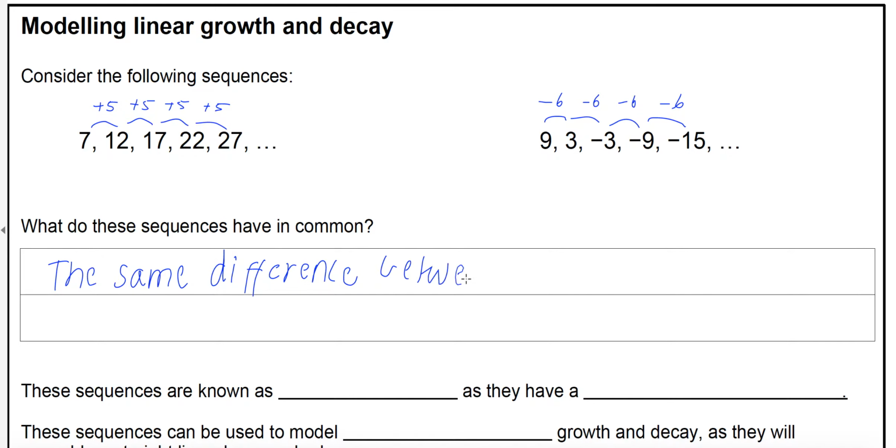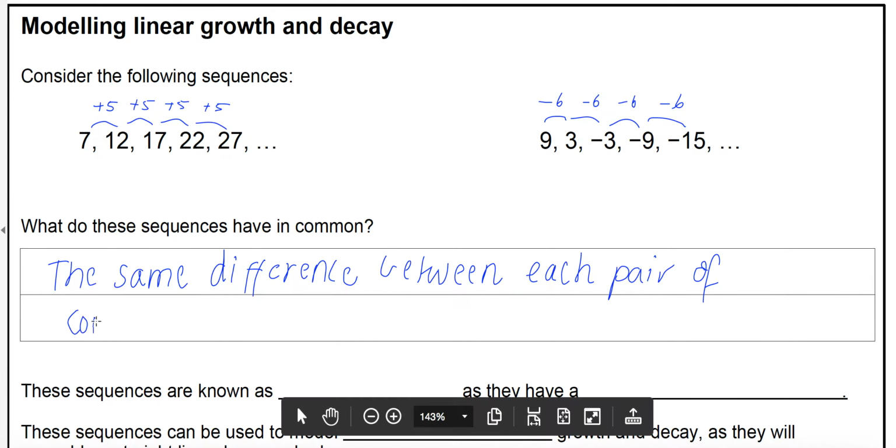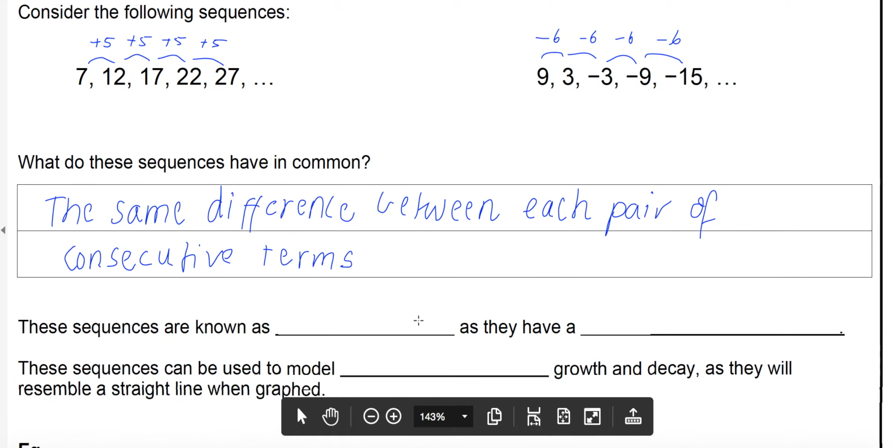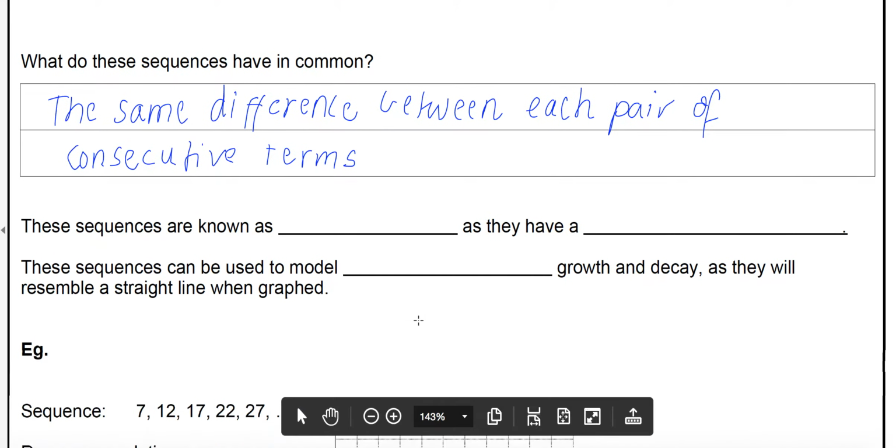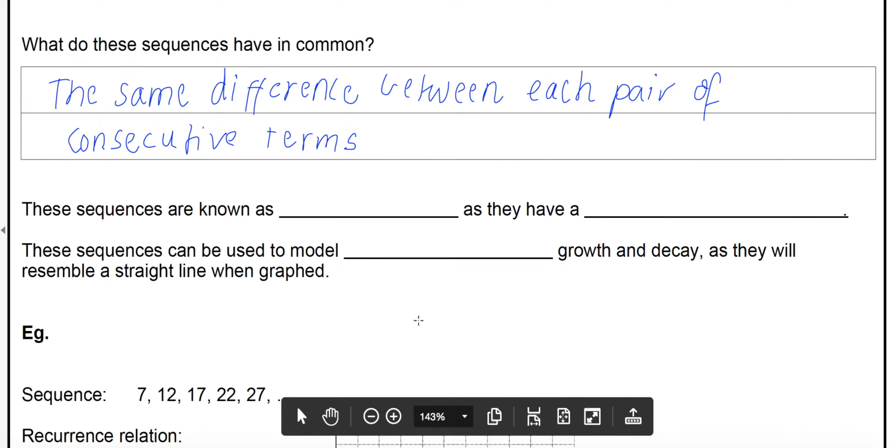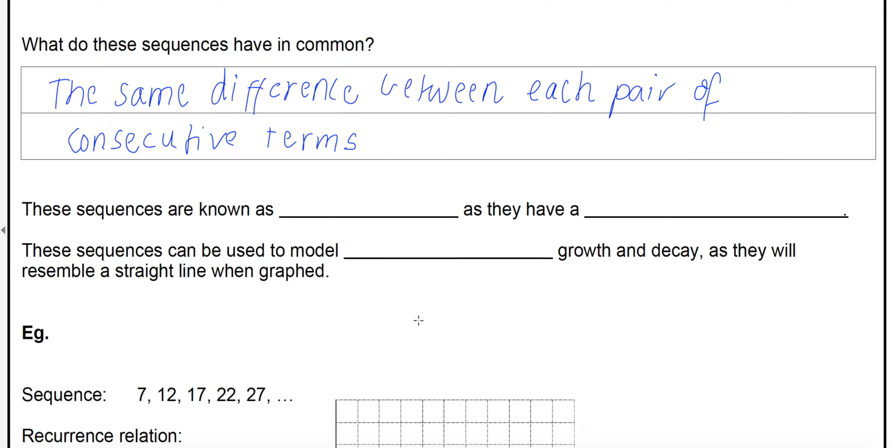Between each pair of consecutive terms. So I can take any pair that's side by side or consecutive, and they're going to have that same difference between them. Now these particular sequences, whenever you see you have that same difference, we actually call that a common difference. That's I guess the term that's most often used, and they have a name.